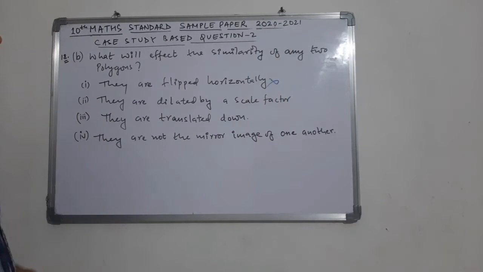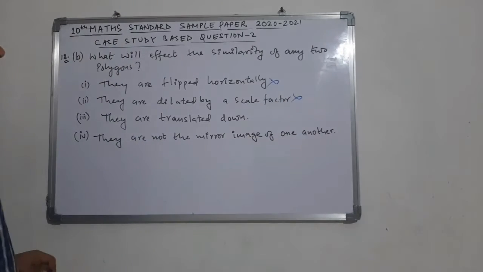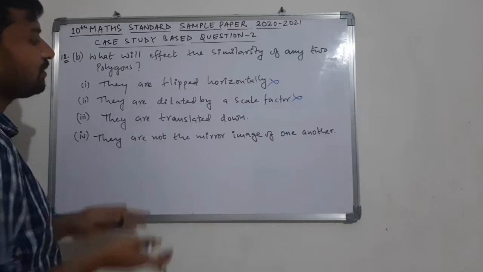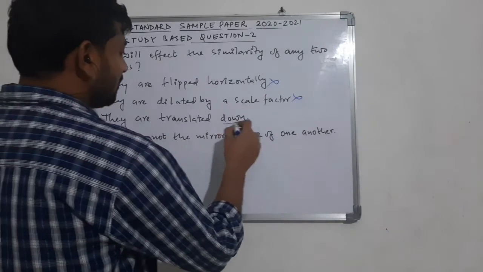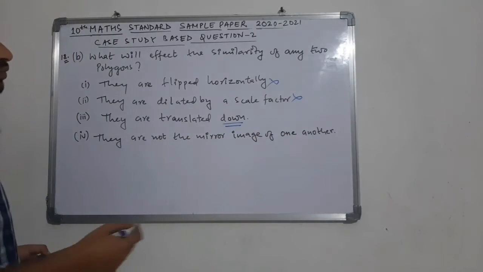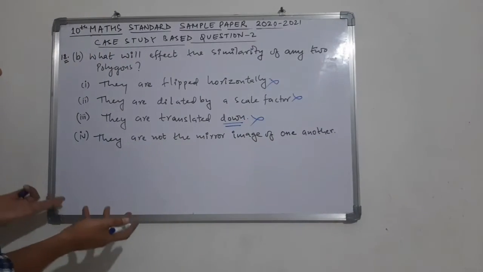They are dilated by a scale factor, means if we change the scale factor, again they will be similar. Third, they are translated down. If we change the position, if we shift them up or down, then there is no change. Here we have the translation to down, so it is not here. So finally we have only one option.